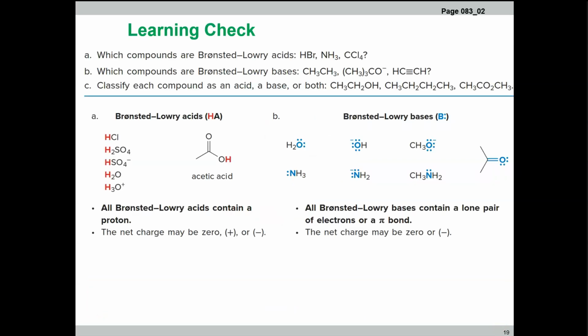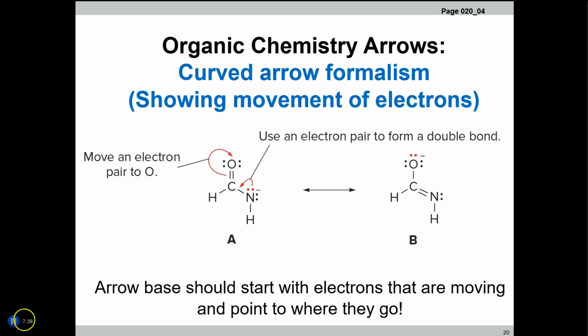So I'd like you to look at this learning check looking at Bronsted-Lowry acids or bases. We have A, B, and C. Which of these compounds would be Bronsted-Lowry acids in the top three, and which would be bases in the middle three, and then classify the compounds as acid, base, or both for those bottom three, and post those in our Blackboard space.